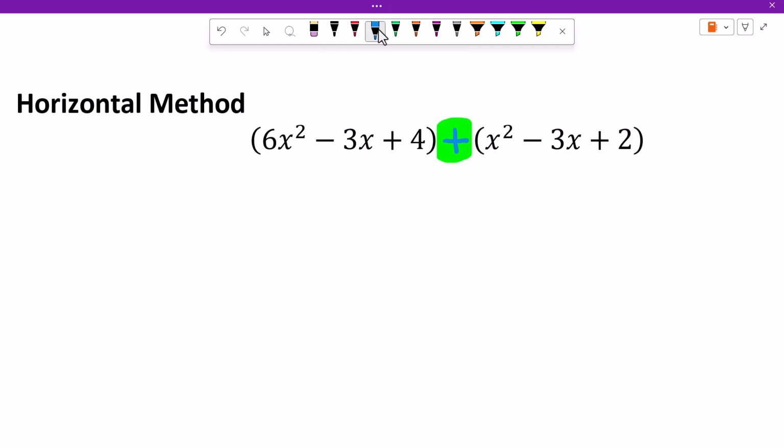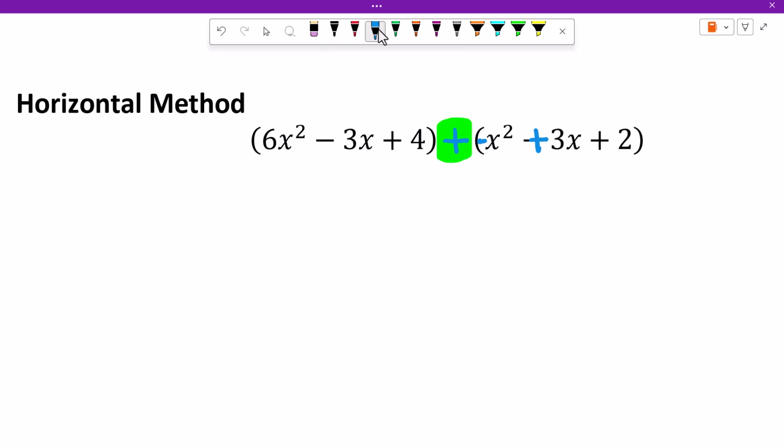First term, does it change? Yes. Positive or negative? Negative. Changes to a negative. Second term, does it change? Positive or negative? Comes positive. Right? Identify all the terms.